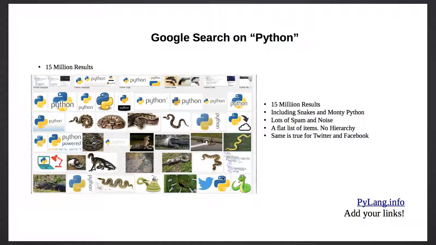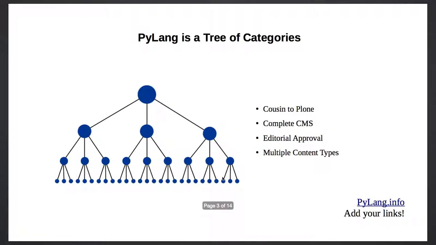And the same is true if you search on Twitter or Facebook. You just get these infinite lists of things. A better solution is needed. Pylang provides that better solution.